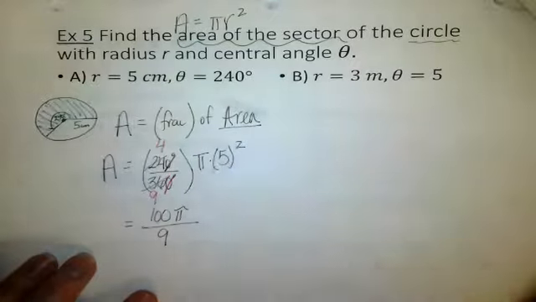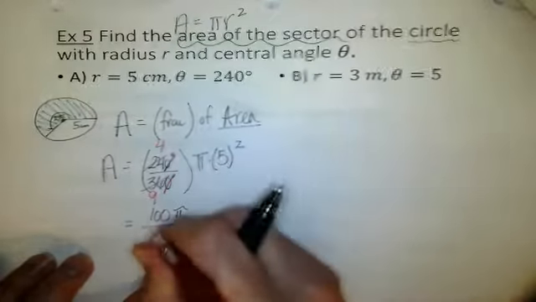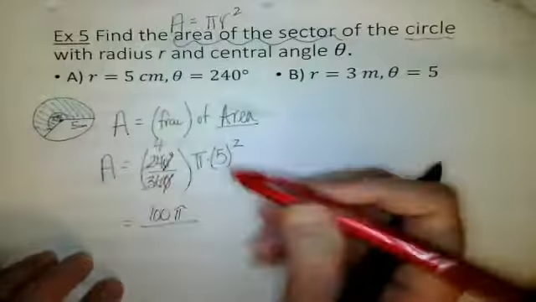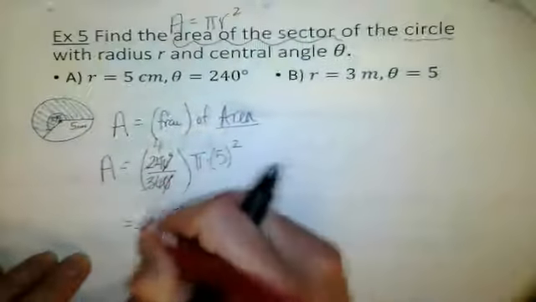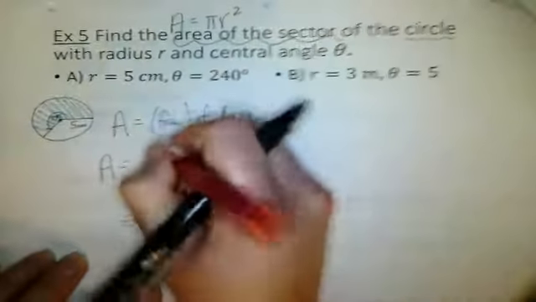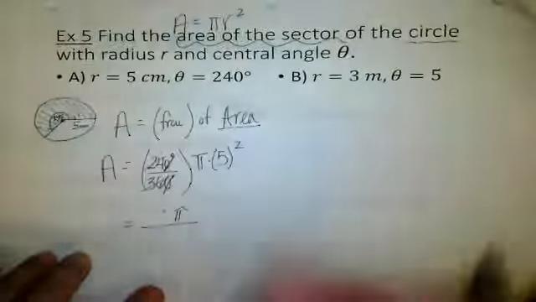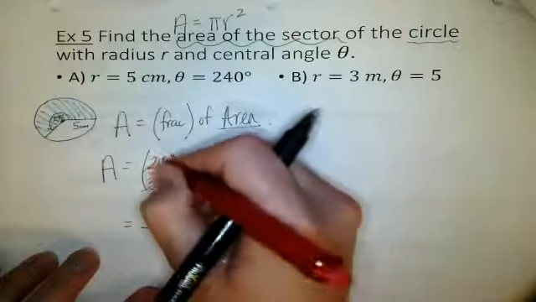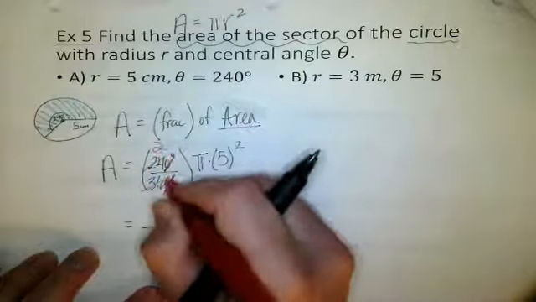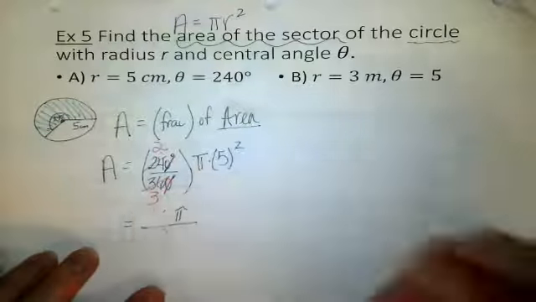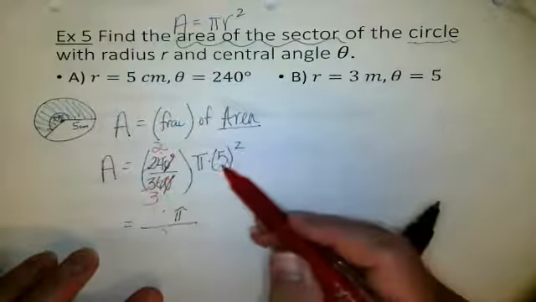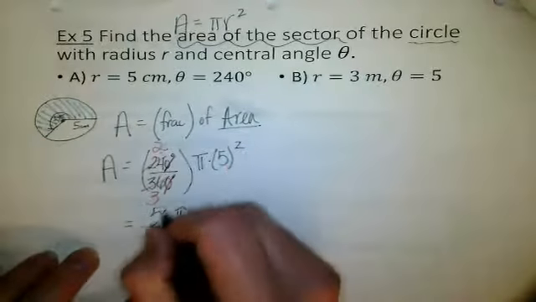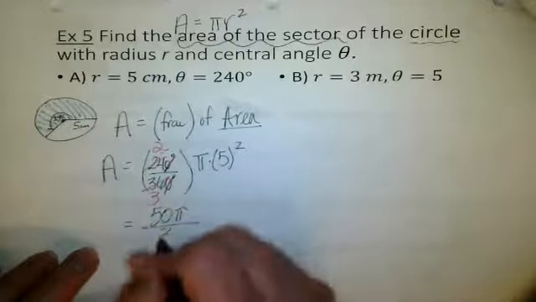Oh, just kidding. Yeah, that's not right, is it? We divided by 6. Oh, so it divides by 12. Oh, silly. Okay, sorry. It's early. This divides by 12. Let's do that instead. 24 divided by 12 is 2. 36 divided by 12 is 3. Oh, that's better. Okay. 5 squared, 25 times 2 is 50 pi divided by 3.